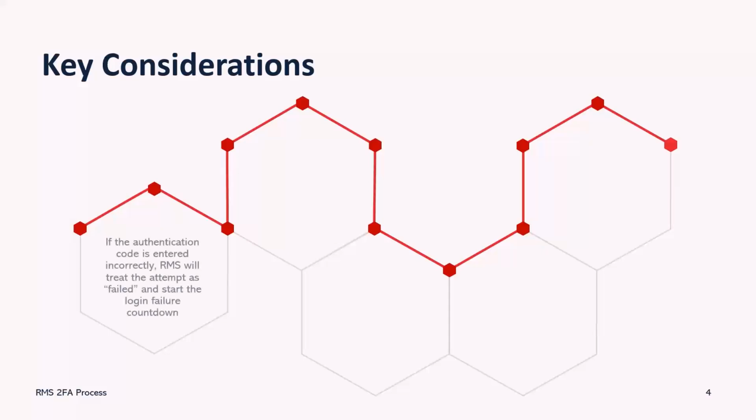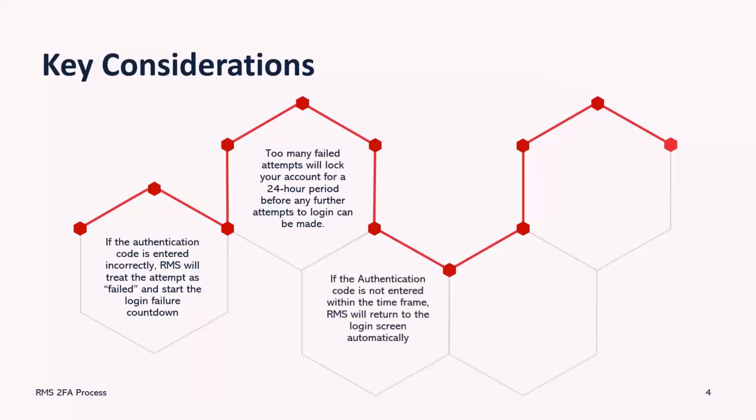Much like RMS passwords, if the authentication code is entered incorrectly, RMS will treat the attempt as failed and start the login failure countdown. Too many failed attempts will lock your account for a 24-hour period before any further attempts to login can be made. If the code isn't entered within the time frame, RMS will return to the login screen automatically. This authentication process must be completed each time a user logs into RMS.